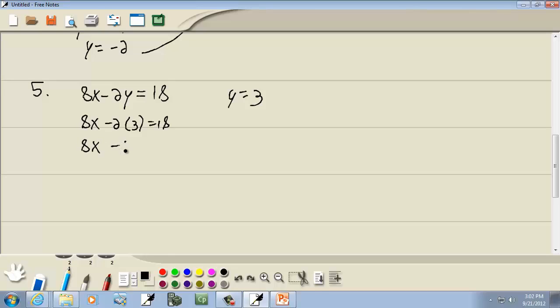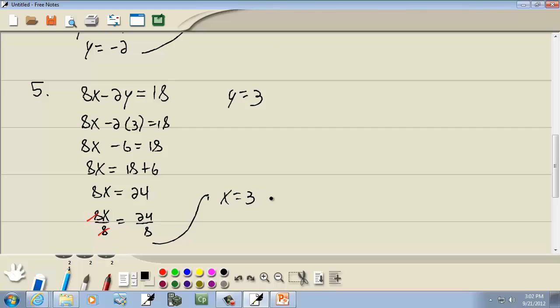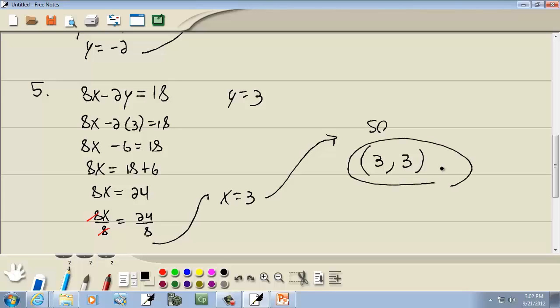Negative 2 times 3 is negative 6, equals 18. Take negative 6 to the right side, becomes a positive 6. Again, anytime you take anything across your equals, sign changes. 18 plus 6 gives us 24. Last step, divide both sides by the number in front of your x, which is 8. These 8's cancel. And we get x is equal to 3. So we want to write our point down, so we're going to put our x part first, which is 3, comma, and then our y part, which is also 3. And that'd be our answer.